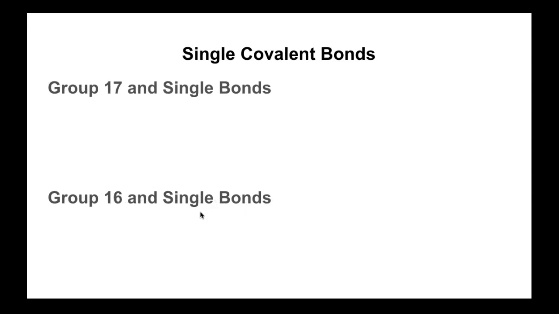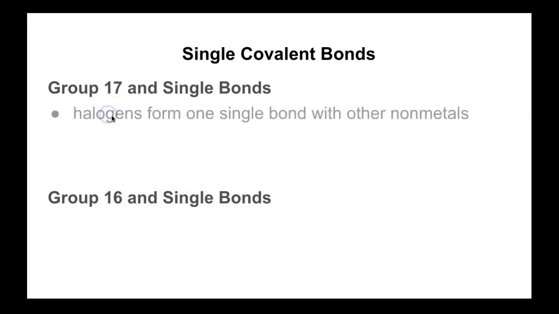Okay, so when we talk about single bonds, what we talk about is how many unpaired electrons an atom has in its dot diagram. So group 17 elements like the halogens can form one single bond with other nonmetals. If we draw the dot diagram for the element chlorine, here's chlorine with 1, 2, 3, 4, 5, 6, 7 dots. It's got one open spot. Therefore, it can form one covalent bond. If you have one unpaired electron, you will form one covalent bond.